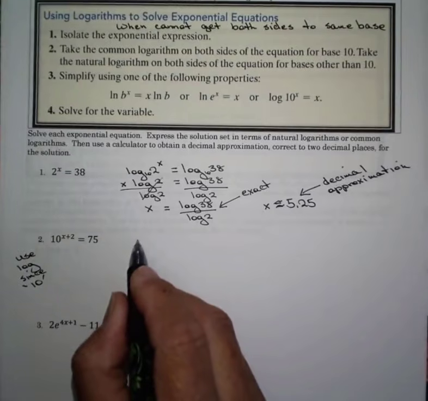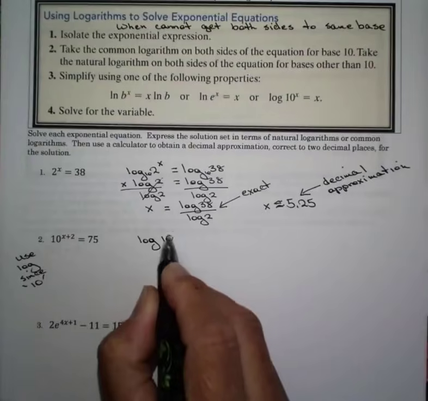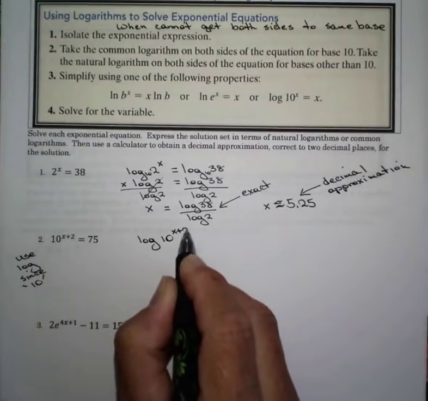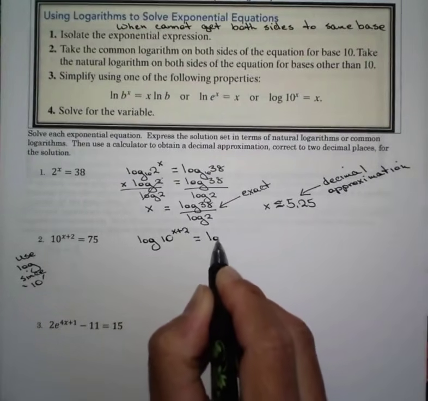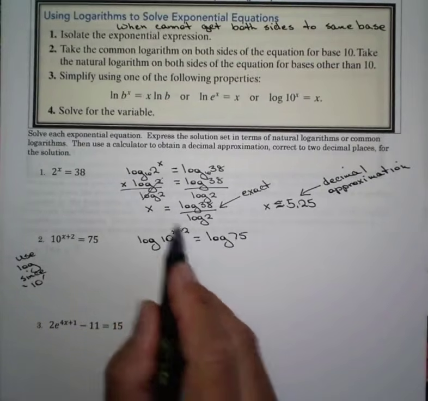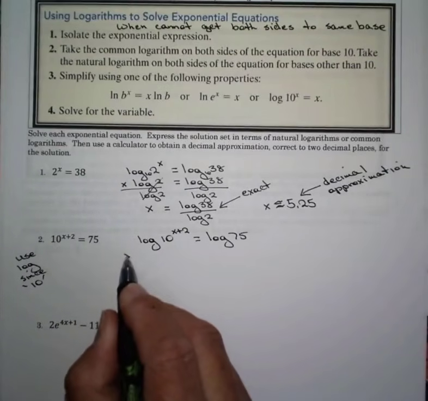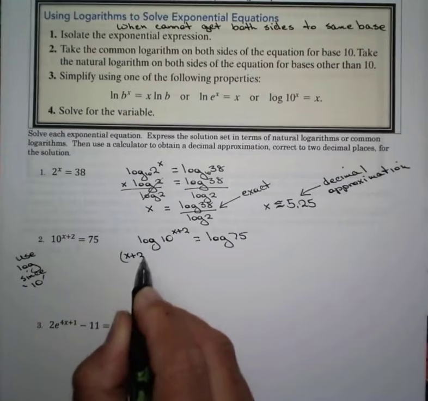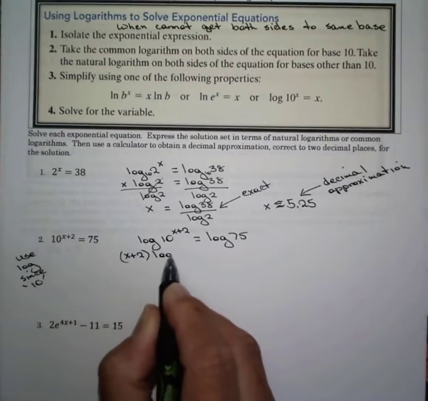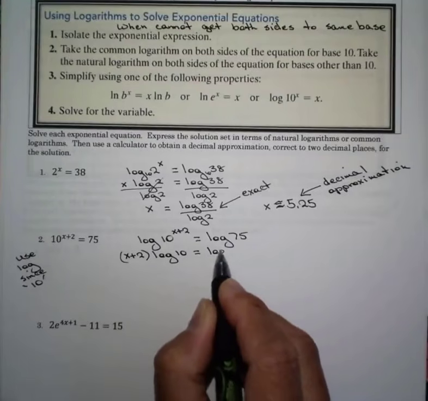And I'll come over here and say, well, I want to take the log of both sides. So I say log of 10 to the x plus 2 is equal to log of 75. Now I get to bring my exponent out front because of the rules of the logs. I'm going to say x plus 2 times log of 10 is equal to log of 75.